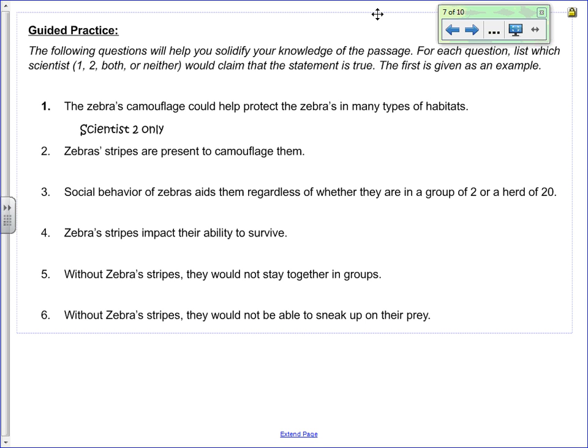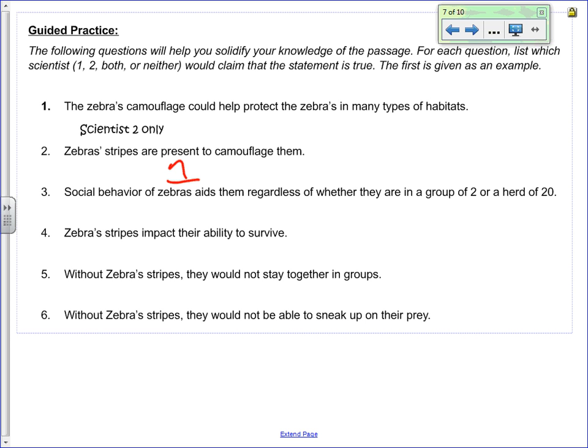Zebras' stripes are present to camouflage them, and scientist one only says it. How come? Because zebras have their stripes to camouflage around the trees, so they won't get caught. And how come scientist 2 wouldn't say that? Because he says that they're in groups. Right. Good. So this answer should be scientist 1 only. All right, number 3.